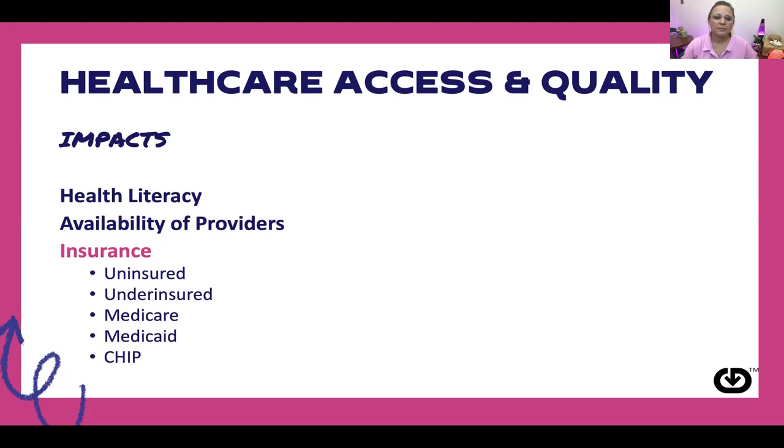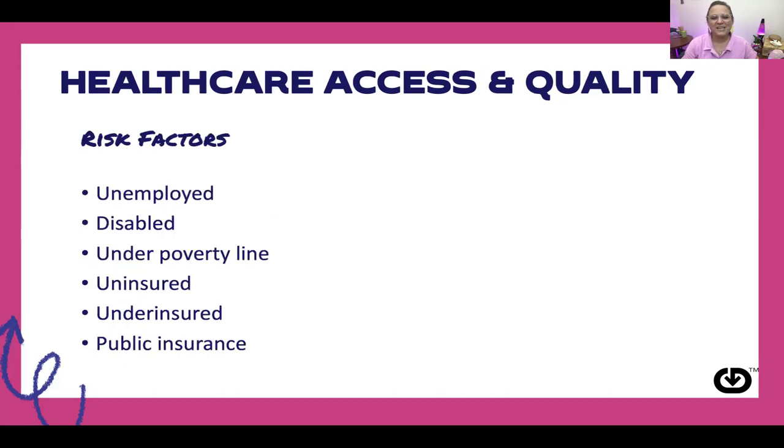Medicare is another aspect of insurance, and Medicaid, both federally funded, as well as CHIP, which is for lower income children. We're going to talk about each one of these separately, so hold on. Now, risk factors to healthcare access and quality include being unemployed, because then you don't have access to insurance, being disabled, because it's hard to keep a job, being under the poverty line, being uninsured or underinsured, or having public insurance, which has its limitations.